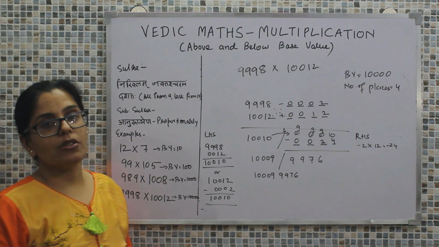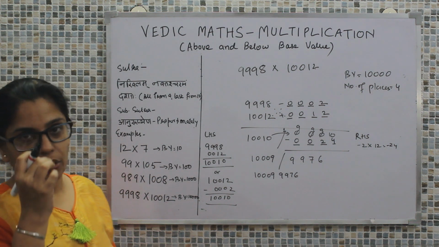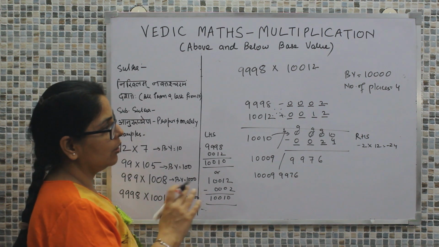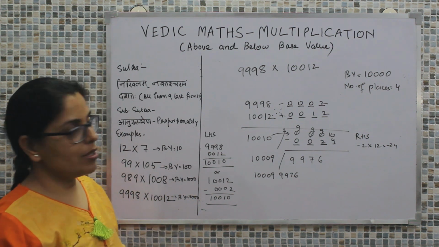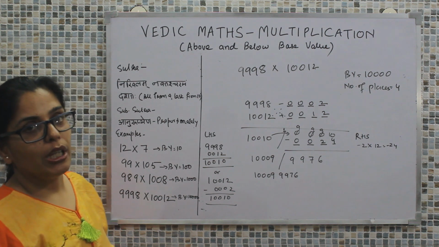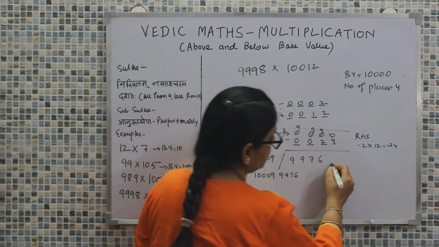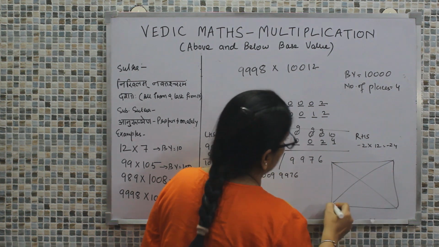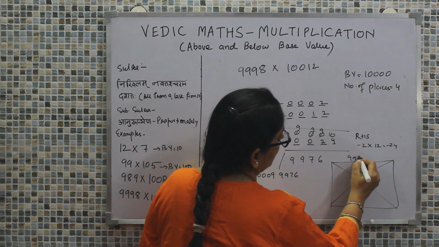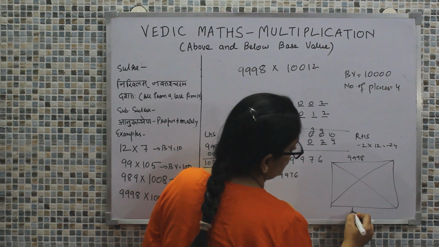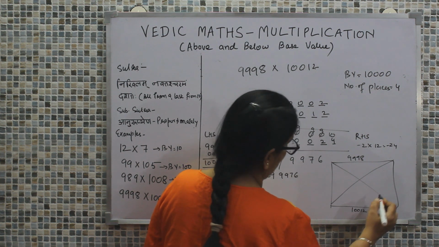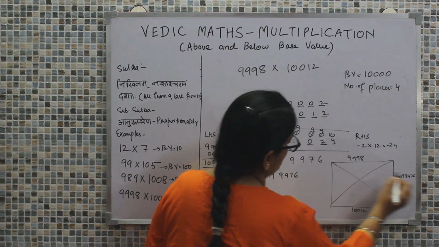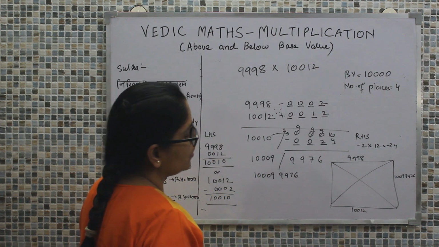When you go for the traditional approach, the way we used to practice, we used to find that it was comparatively much more difficult, but here it is relatively very simple, and moreover we can even verify the answer. First is 9998. Next is 10012, and the answer is 100009976. Now let's calculate the digital sum.